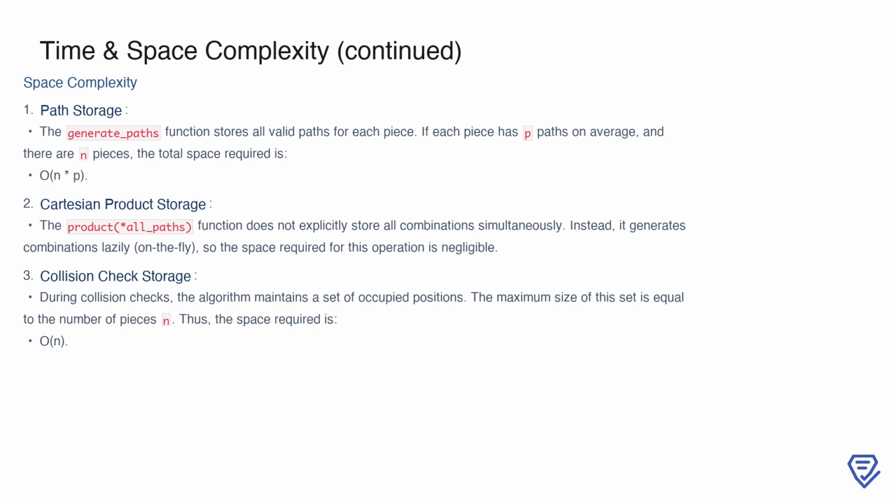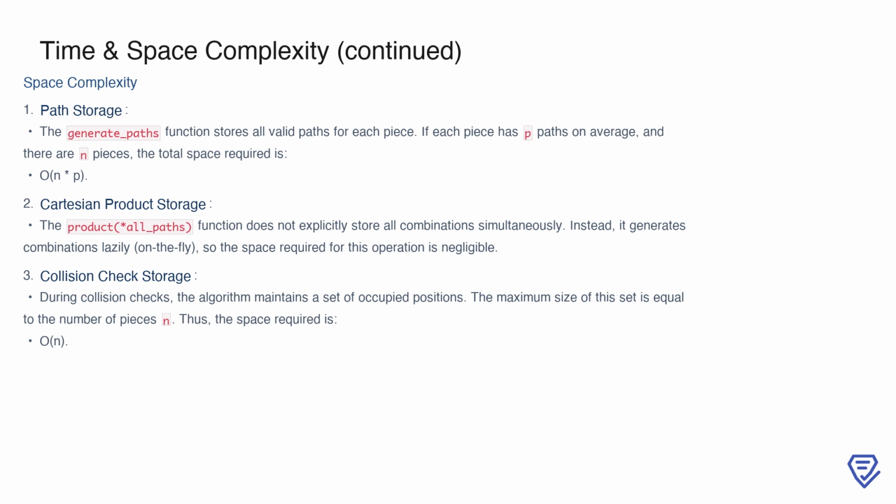The first component is the storage of paths generated for each piece. If there are n pieces and each piece has an average of p paths, the space required for storing these paths is O(n*p). The second component is the space used during the Cartesian product computation. Since the product(*all_paths) function generates combinations lazily, it does not store all combinations simultaneously, making its space requirement negligible.